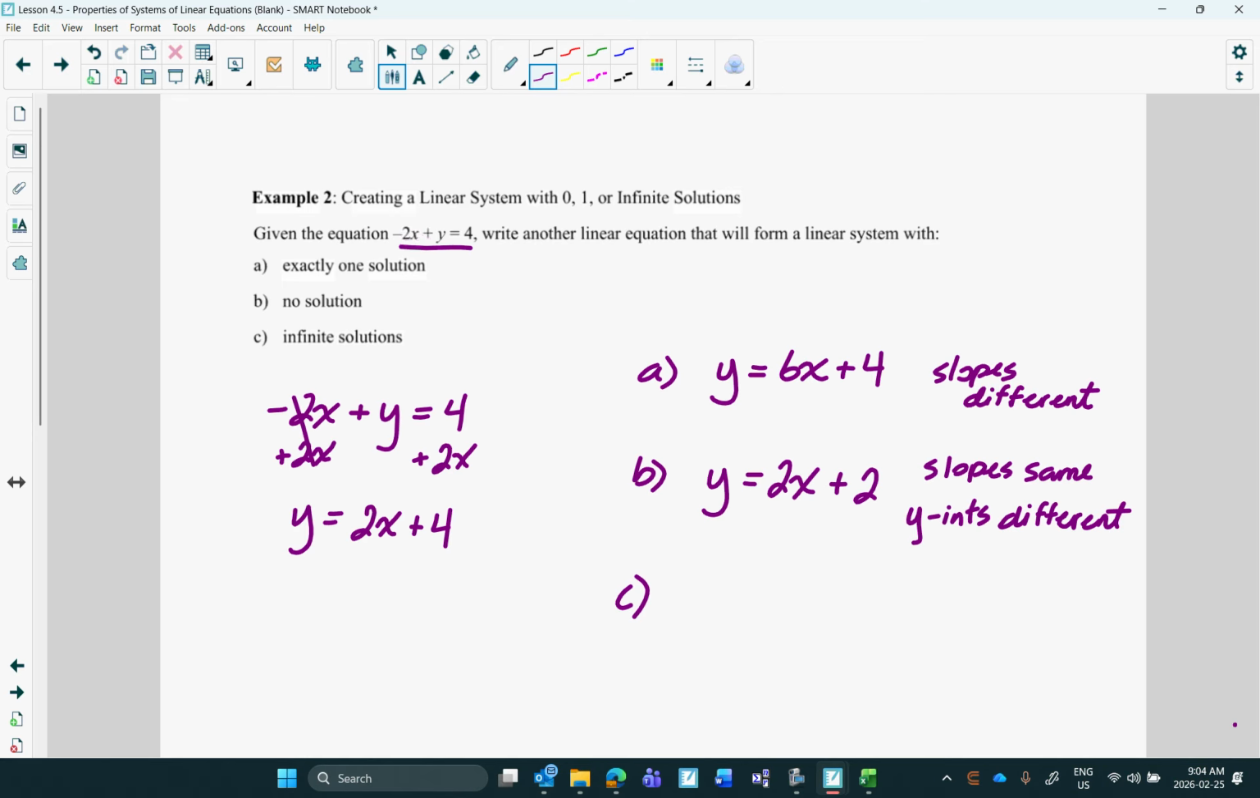This last one's probably the easiest one. Doesn't everything have to be the same? So just write the same equation. The slopes and y-intercepts, same.